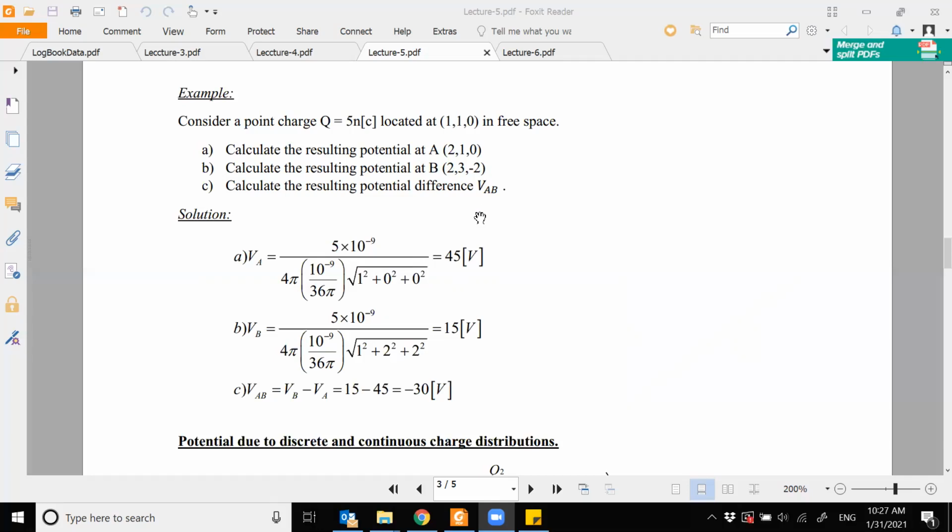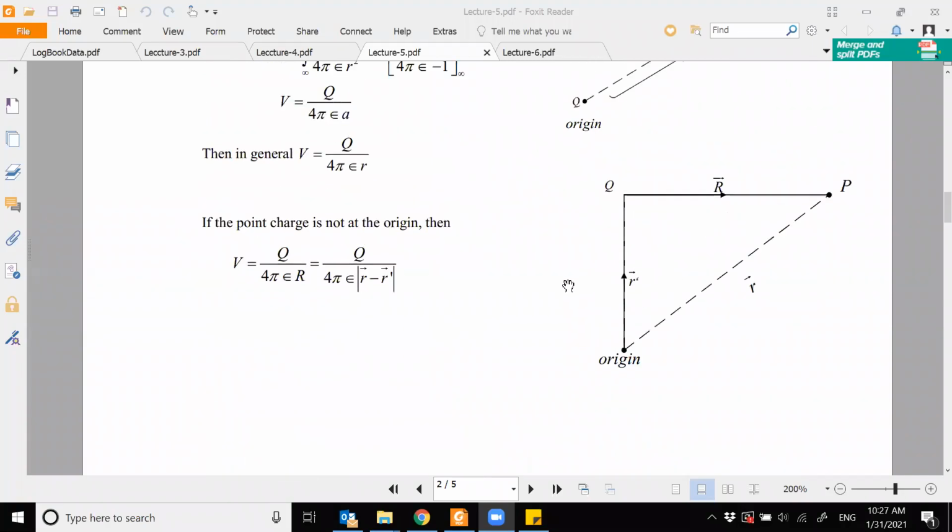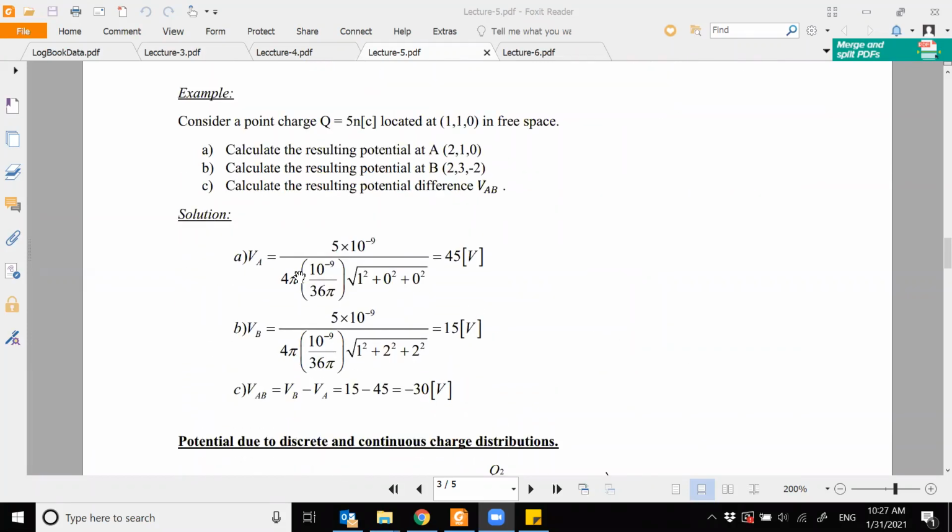Here again, your point Q is not placed at origin, so you need to find the distance vector. Since your potentials are scalar, rather than finding the distance vector and then its magnitude separately, you can directly find the magnitude of this distance vector. So for VA, it is equal to Q, which is 5 times 10 power minus 9, over 4 pi epsilon R. So what is the distance here? The distance vector will be a_x plus 0 plus 0, right? So that's why it is root of 1 square. If you simplify this, it is 45.